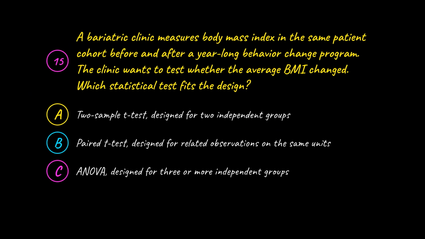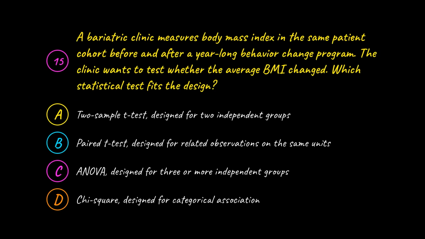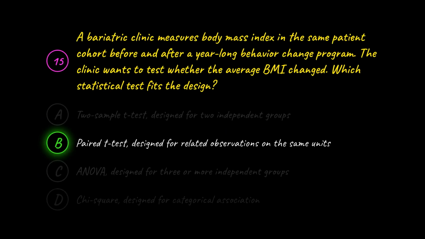C. ANOVA, designed for 3 or more independent groups. D. Chi-square, designed for categorical association. Don't overthink it. Which one feels right? The correct answer is B. Paired t-test, designed for related observations on the same units.